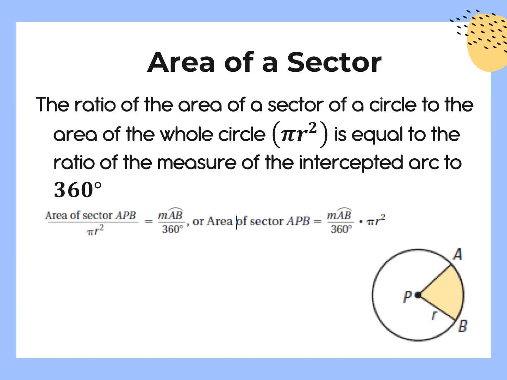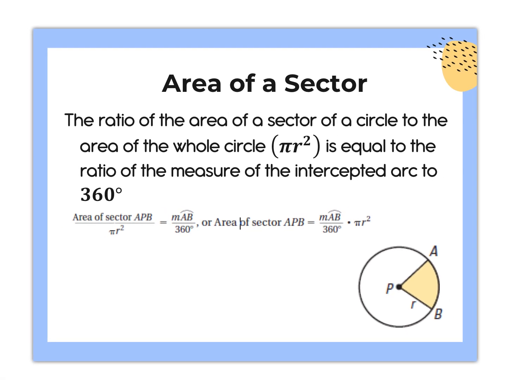So when you're trying to find the area of a sector, by definition, the ratio of the area of a sector of a circle to the area of the whole circle is equal to the ratio of the measure of the intercepted arc to 360. Let me relate this to what we did before. Let's pretend, I know this is not exactly a quarter, that this was a 90-degree angle. We know that 90 over 360 is 1/4. So this central angle measures 1/4 of the entire 360 degrees of a circle.